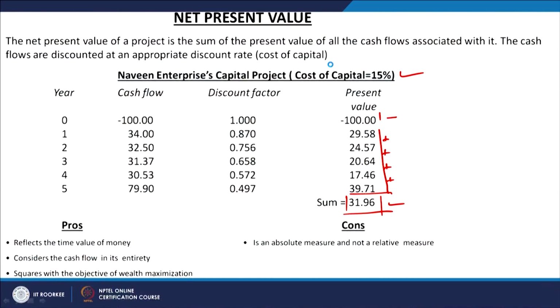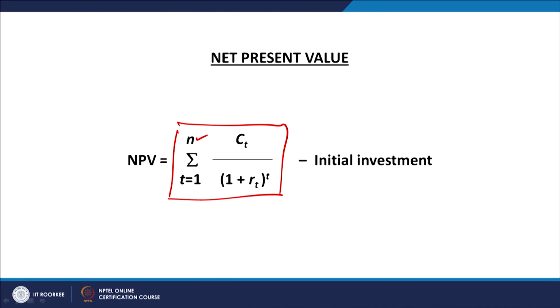The second important pro is that it considers the cash flows in their entirety. Entirety means that we look forward into the future, and ask what is the foreseeable period of the project. All those cash flows are taken together. We take the sum of this. Even in the formula of this model, this sigma is basically the entirety, the sum of all the cash flows.